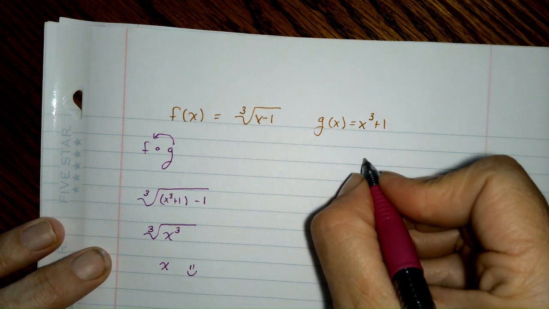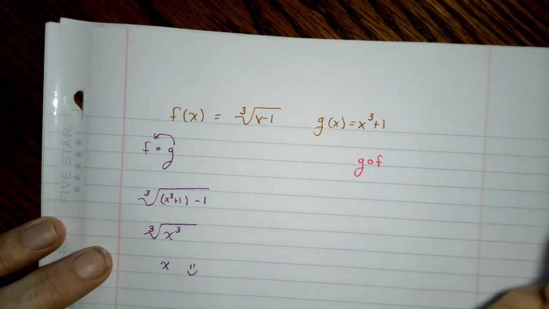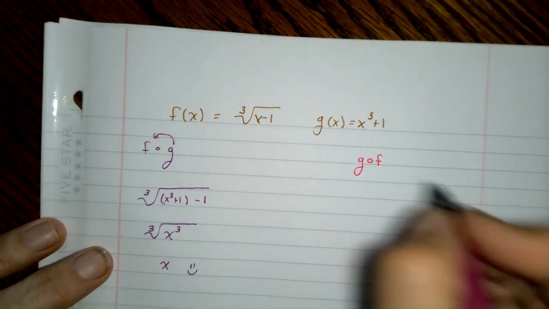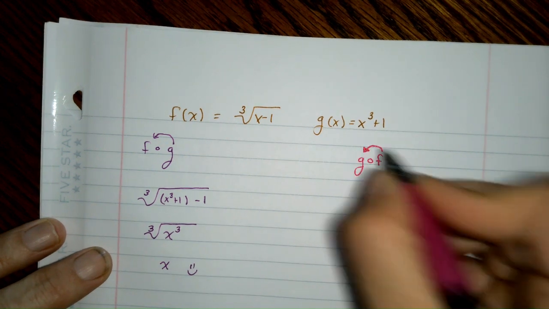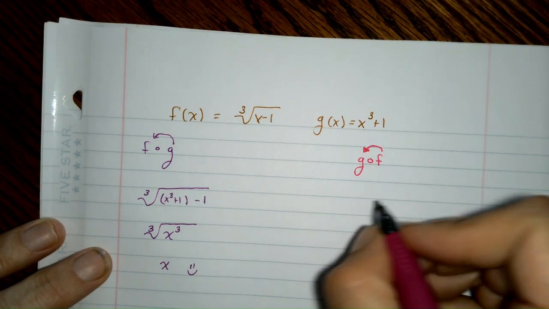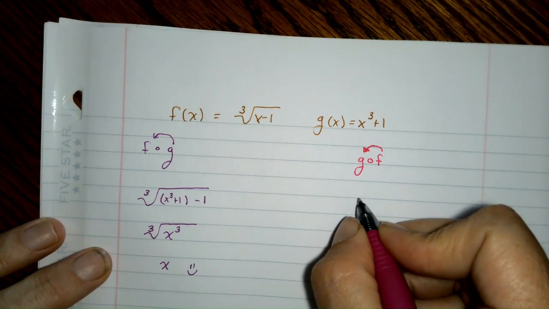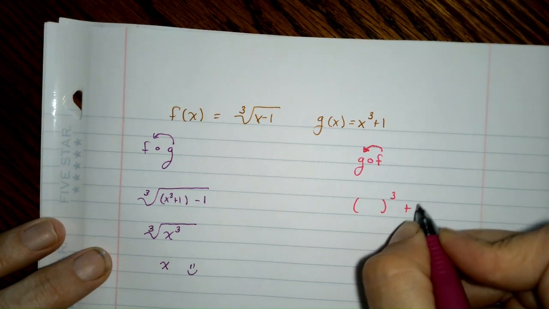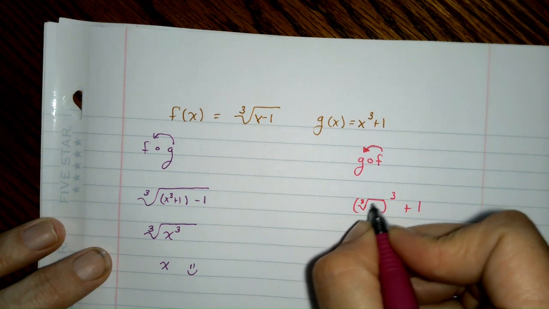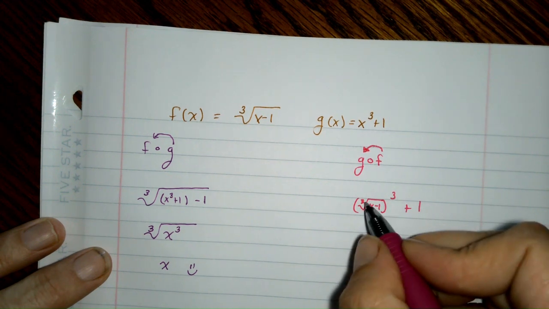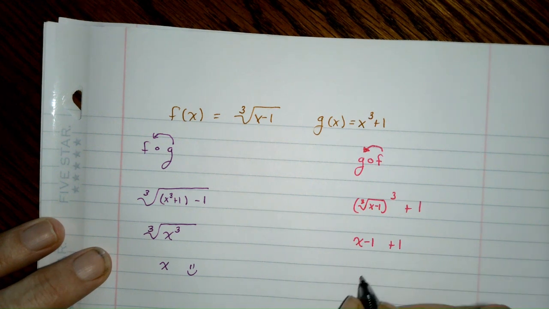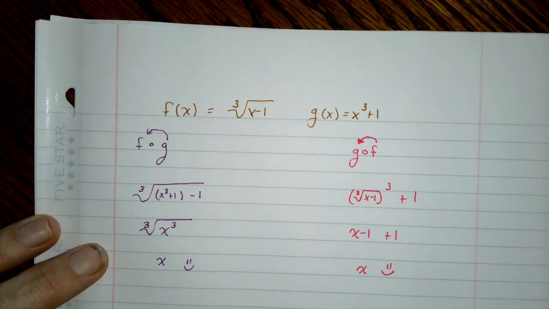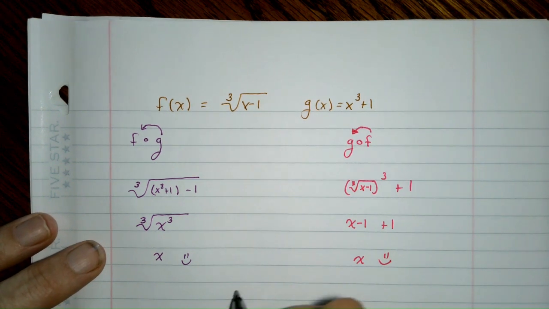Let's just do g of f. And if you are not familiar with the composition that was in my video on function operations, you can go back and check that one out. This time we're putting f into g. So here's our g equation, x cubed plus 1, and we're doing the third root of x minus 1. So the third root and the third power cancel each other out. We're left with x minus 1 plus 1, which is just x. So it worked both ways. Yes, these are inverses.